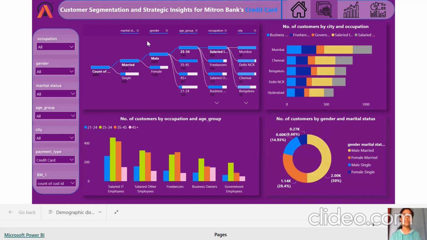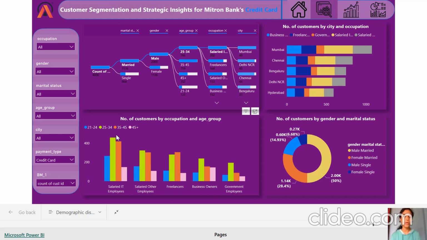This is all about gender and marital status. Next I am taking age group and occupation into consideration. In the age group, 25 to 34 and 35 to 45 customers are more compared to 45 plus and 21 to 24. In this graph, I analyzed age group and occupation: overall, salaried IT employees are the most, salaried other employees are next, and then freelancer, business owner and government employees, in decreasing order.